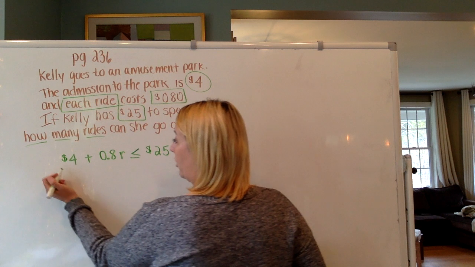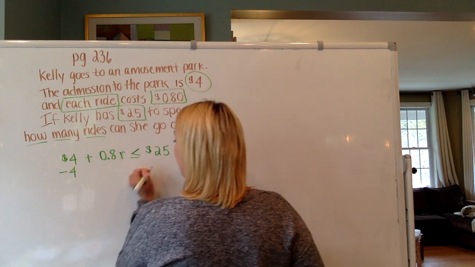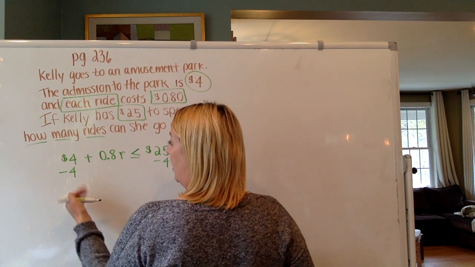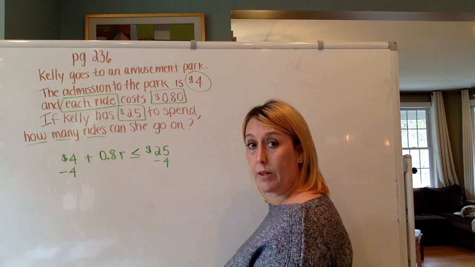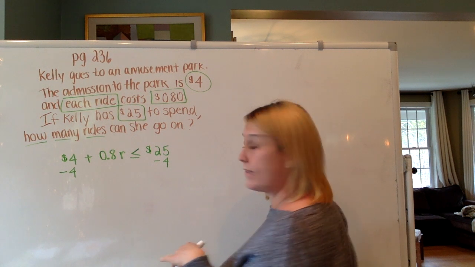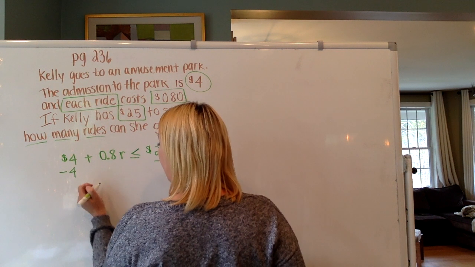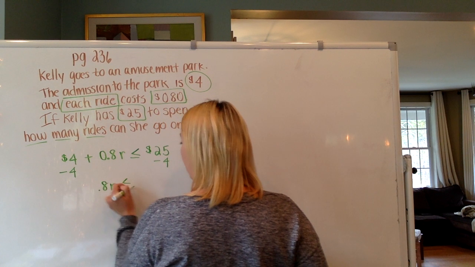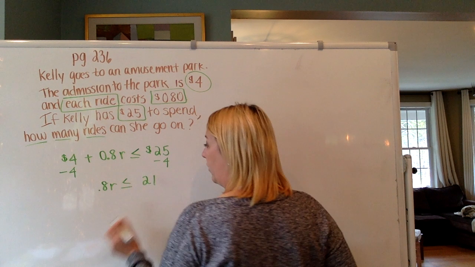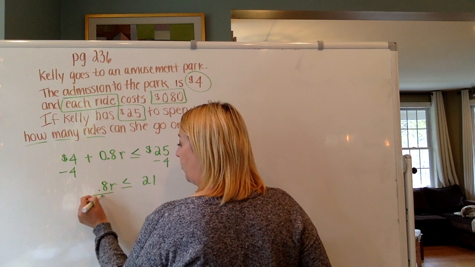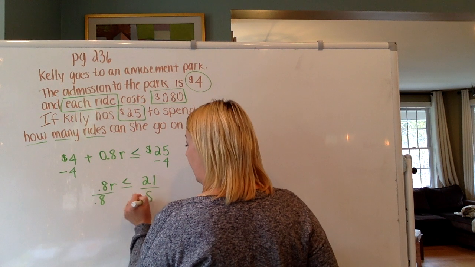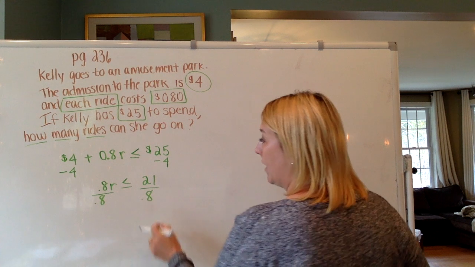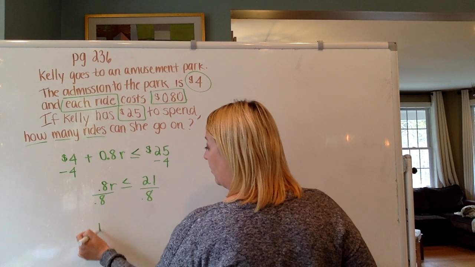So we're going to get rid of our constant, minus 4. And since we're subtracting, we don't have to mess with the inequality sign. It's only when we're multiplying and dividing by a negative. So we wind up with 0.8R is less than or equal to 21. Now we need to divide by 0.8. Again, we're dividing by a positive, so we don't have to flip any inequalities.